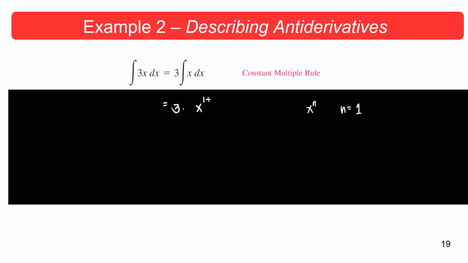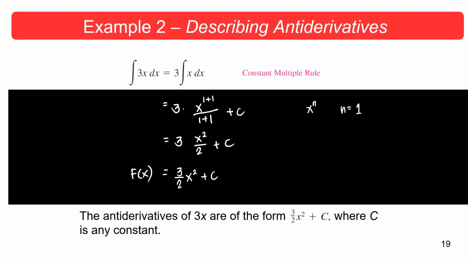So copy the 3, and then let's apply the power rule. x to the 1 plus 1 over 1 plus 1 plus c, or 3 x squared over 2 plus c, or simply 3/2 x squared plus c is your given function. I hope this is clear. The antiderivatives of 3x are in the form of 3/2 x squared plus c, where c is any constant.